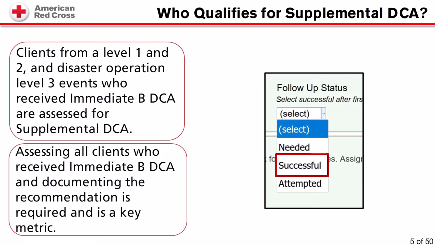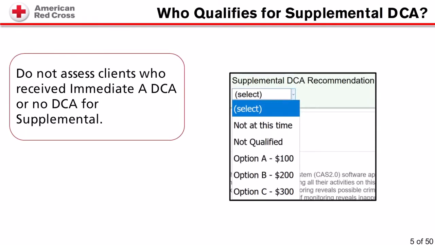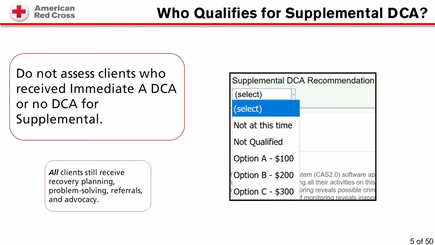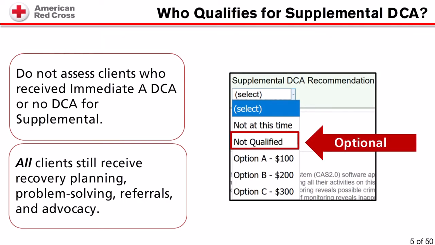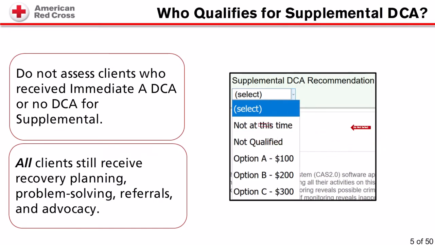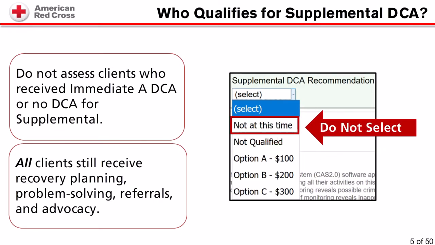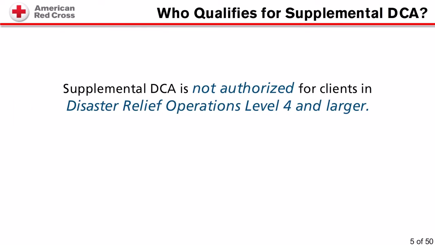If the client received immediate A or no DCA, they are not qualified for Supplemental DCA, so there is no need to complete this assessment. No Supplemental DCA recommendation needs to be documented because these clients do not qualify. However, these clients still receive recovery planning, problem-solving, referrals, and advocacy services. The Supplemental DCA recommendation, not qualified, is optional and not part of the necessary workflow. Don't select the Supplemental DCA recommendation, not at this time, because this client's qualification can't change.